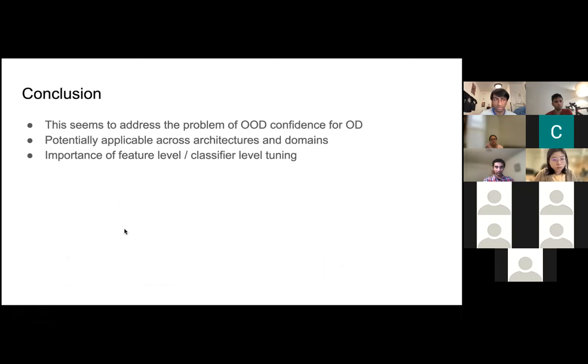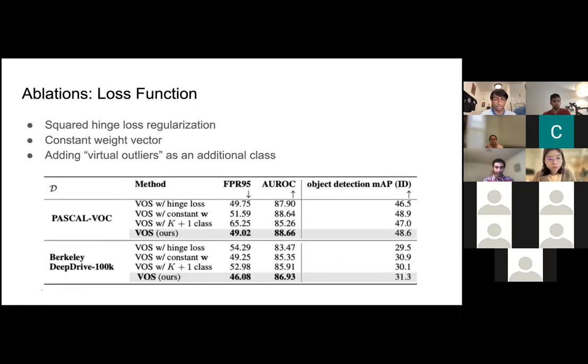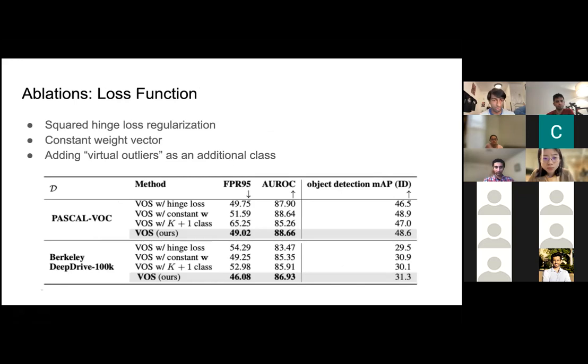Okay, and then they also have some ablations for the loss function. So the 3 things that they try are using a hinge loss regularization technique, and then using a constant weight vector rather than a learned weight vector for the loss function for object detection. And then they try adding virtual outliers as a K+1 class that can be learned, as opposed to just doing it as a kind of classification. And again, the VOS method, which I presented, does better than those other ablations.